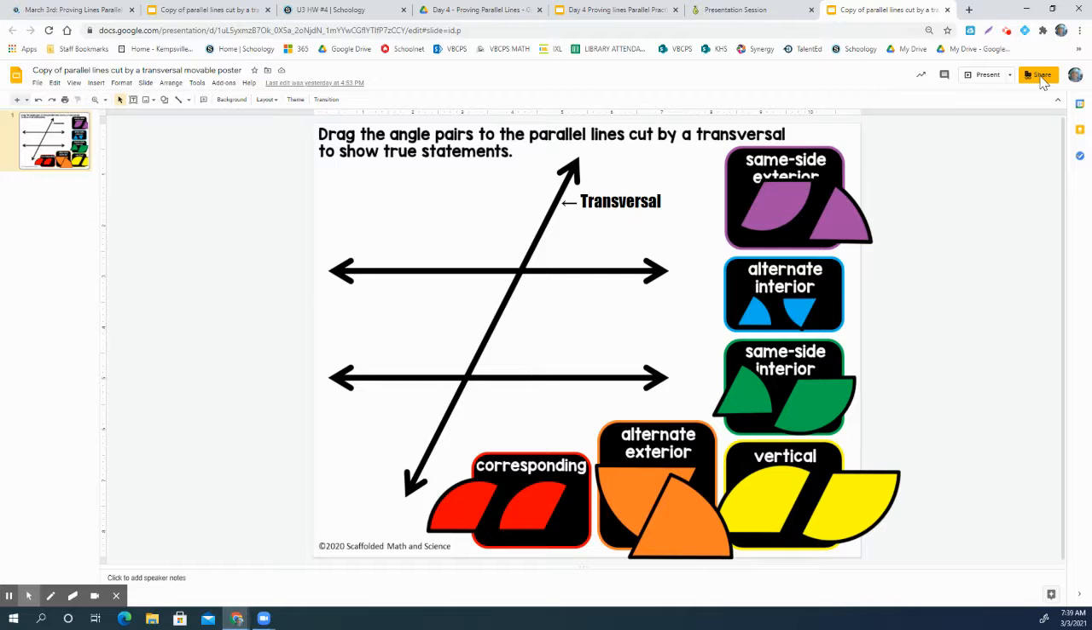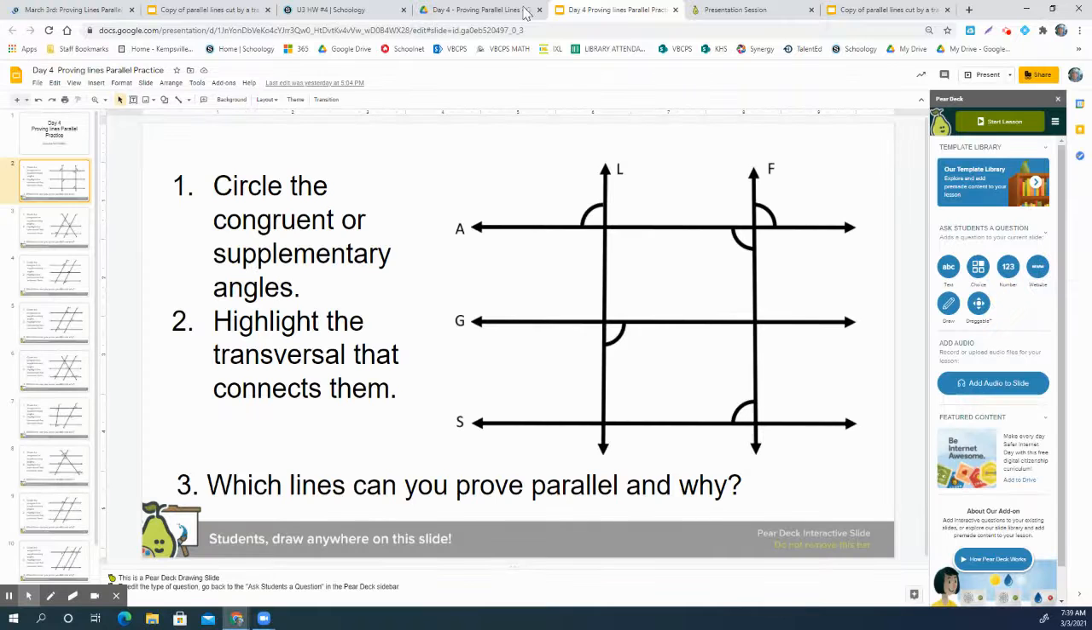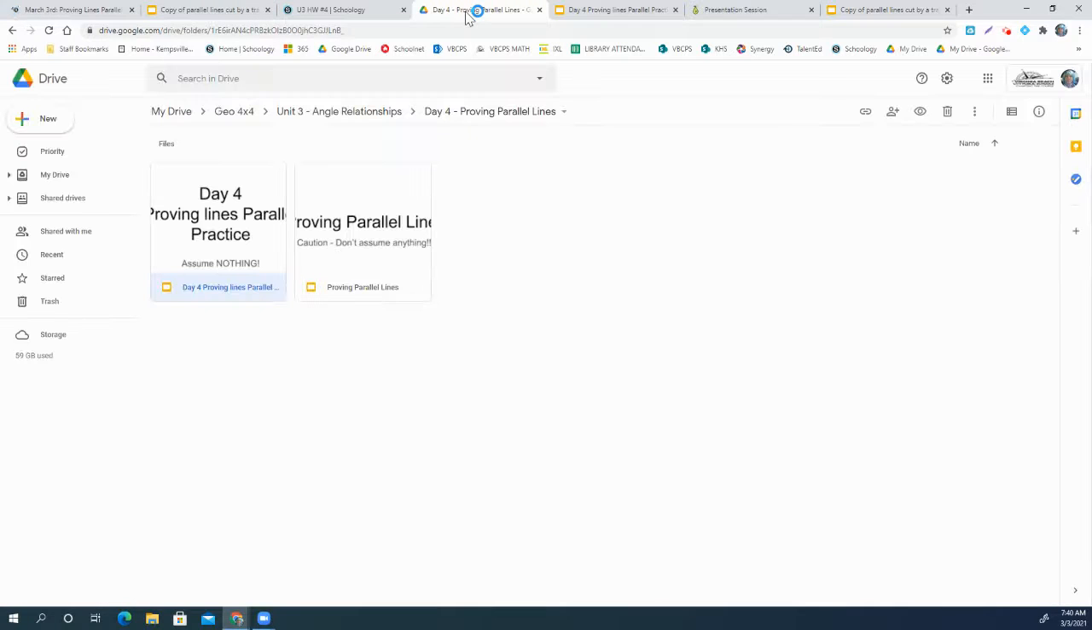Now, how do you add this to the other one? So what you can do is come over here, right click on the slide over here, and hit copy. And then open up your digital notebook. You can put it wherever you want to put it, actually. It's just one slide. That's all it is.